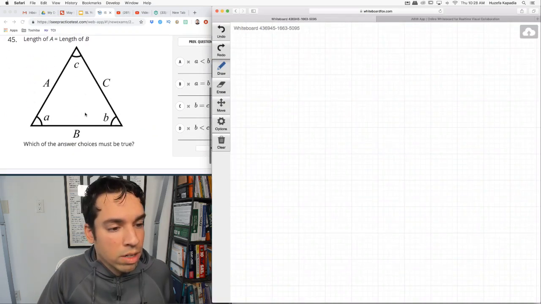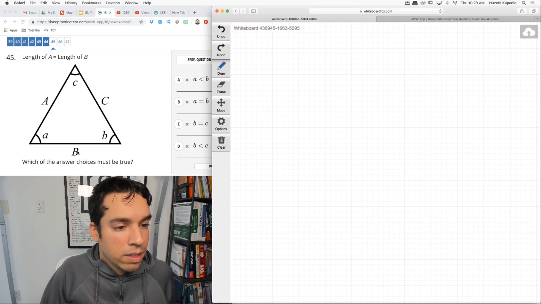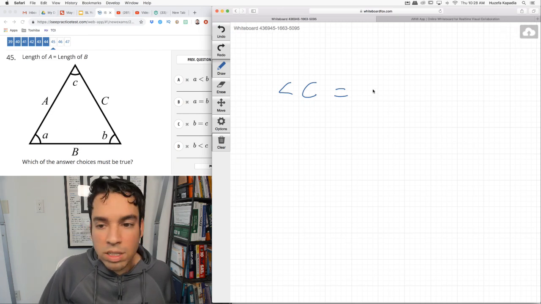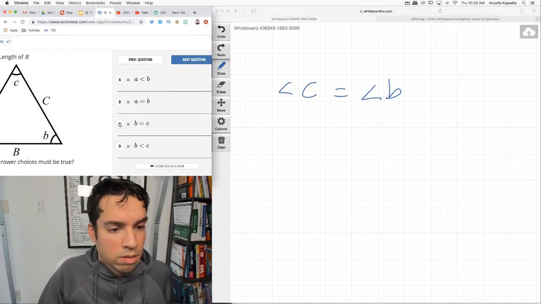3 questions left. Which of the following is true? Okay, so they're saying A equals B. So this is isosceles. And if we know that A equals B, the opposite angles have to be equal, which is angle C equals angle B. So boom, opposite, angle C equals angle B. That's the only thing we know, I think. And that's it. B equals C. That's done.